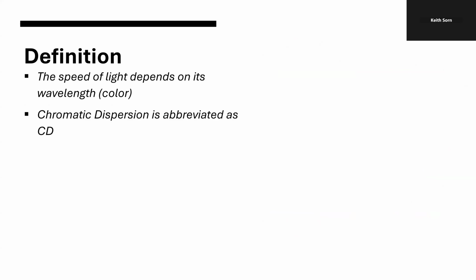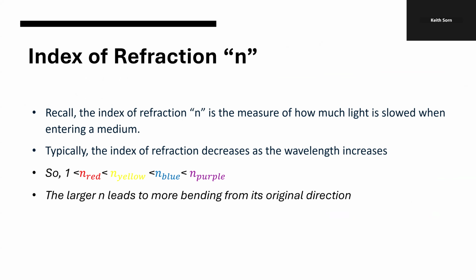All right, the definition. The speed of light depends on its wavelength, or if we can substitute in the word color for wavelength. Chromatic dispersion is abbreviated as CD. The index of refraction is a measure of how much light is slowed down when it's entering a media, like a piece of glass or water.